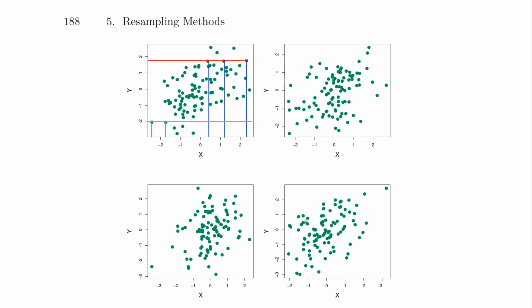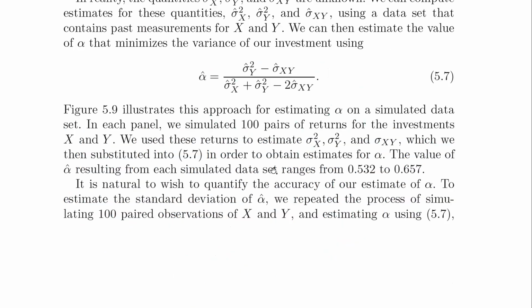So contrary to what I'm doing in R, this section has X and Y positively correlated. So that would be a non-zero covariance term. We used these returns to estimate these three values, just like I did in R, which we then substituted into 5.7 in order to obtain estimates for alpha.